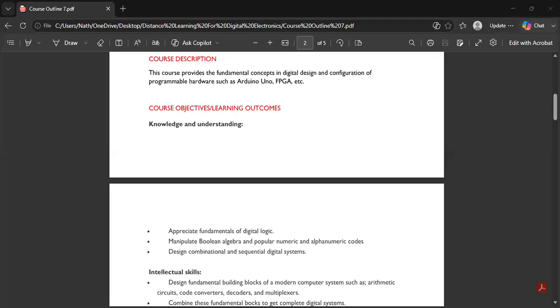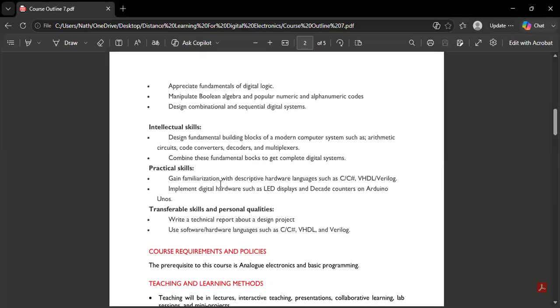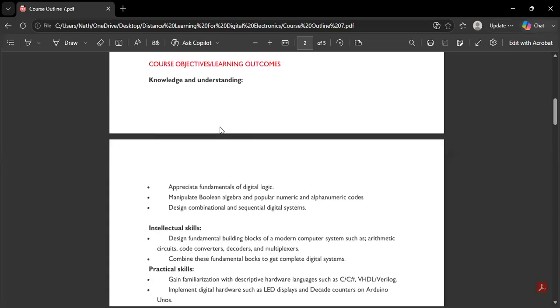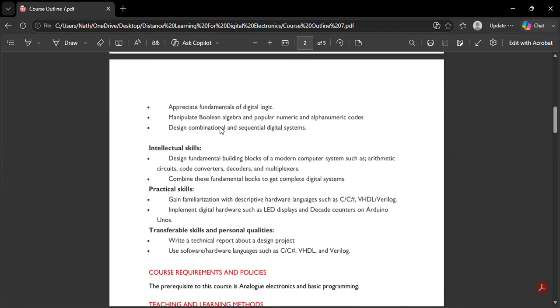Then our next subtopic will be intellectual skills. So you need to know how to design fundamental blocks. After going through the knowledge and understanding, you should know how to design fundamental building blocks of modern computers, such as the arithmetic circuit.